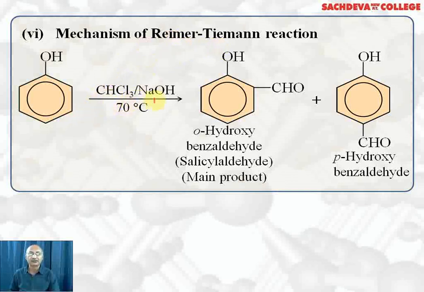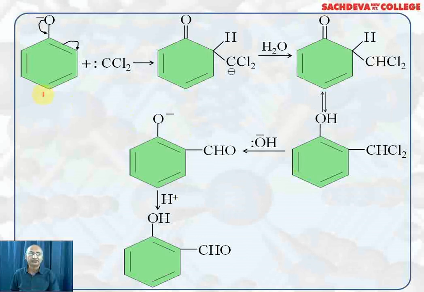Phenol reacts with chloroform and NaOH at 70 degrees centigrade. It results in the formation of ortho-hydroxybenzaldehyde, which is popularly called salicylaldehyde. The IUPAC name is 2-hydroxybenzaldehyde, and para-hydroxybenzaldehyde will also be formed. Let's take up the mechanism of this reaction.